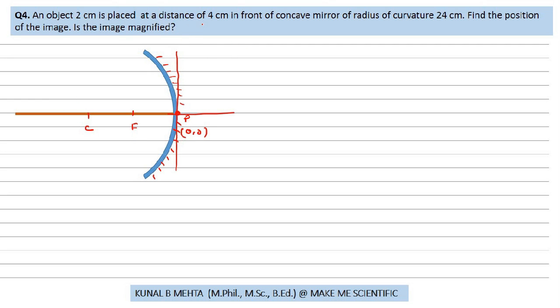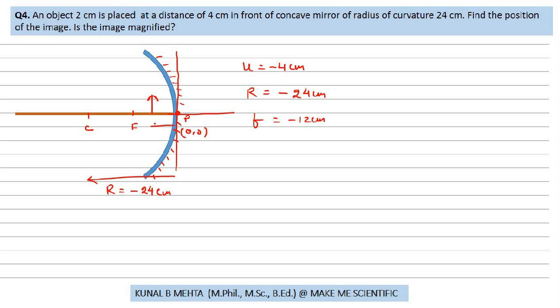The object distance is 4 centimeter, which is negative. Radius of curvature is again minus 24 centimeter. You can see from here that radius of curvature lies on the left hand side of the pole, and pole is the origin. So focal length is half, that is minus 12. And you can see that the object distance is less than the focal length. So object would be between F and P.